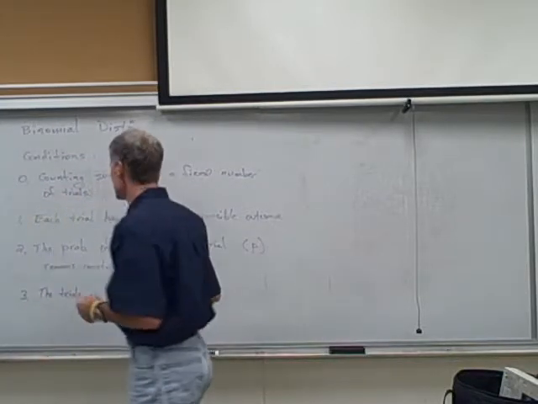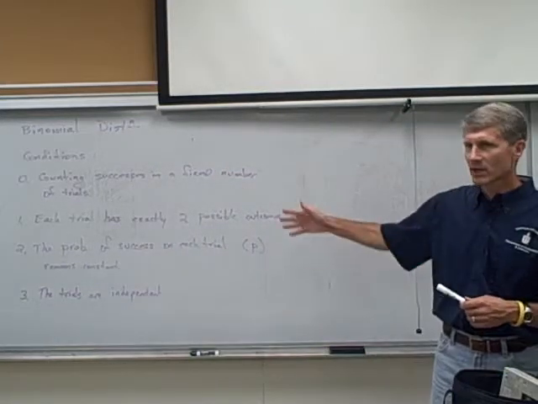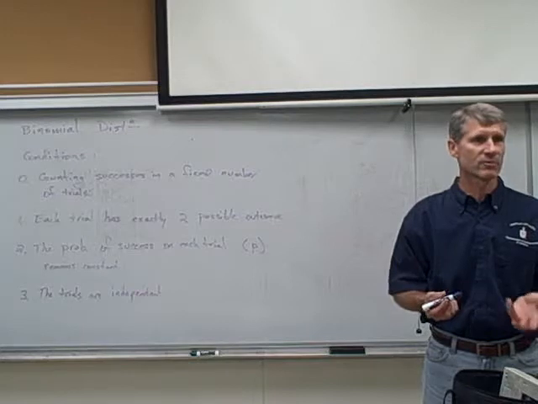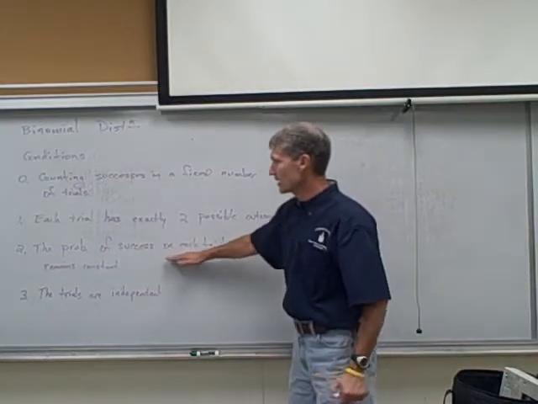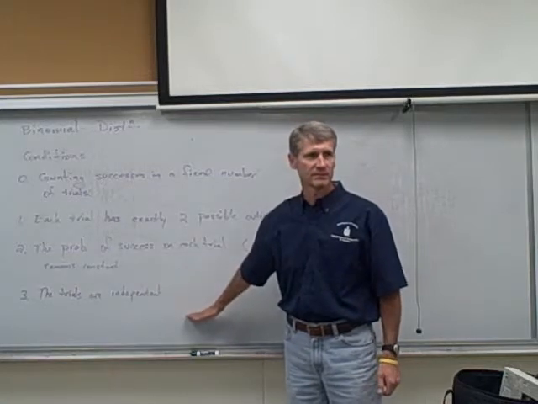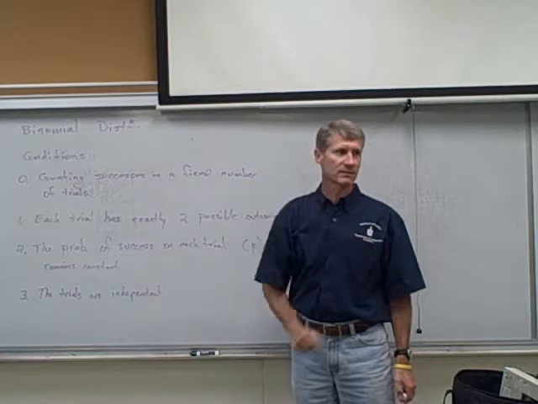So you don't really need to check 2 and 3. You can check one of them, and if one of them is met, then the other one by default has to be met, and vice versa. If the probabilities remain constant, that means they're independent. If they're independent, that means the probabilities are staying constant.